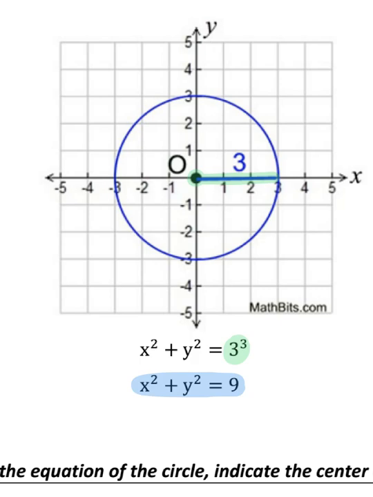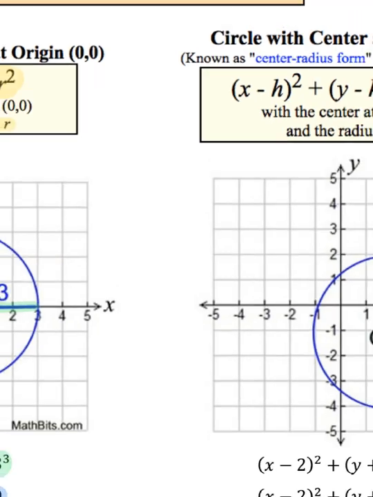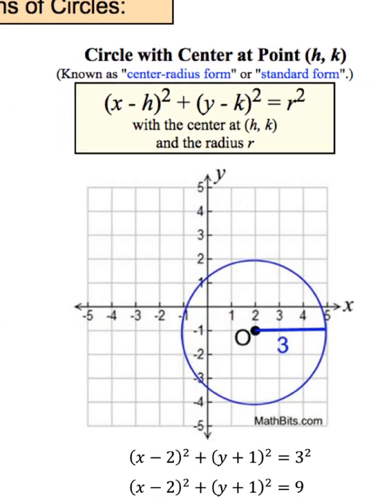But not every circle is going to have a center at the origin. Well, that's where our other equation comes in. This is a circle with the center at the point (h, k). This is also known as center-radius form or standard form. In this case, the equation would be (x minus h) squared plus (y minus k) squared equals r squared.